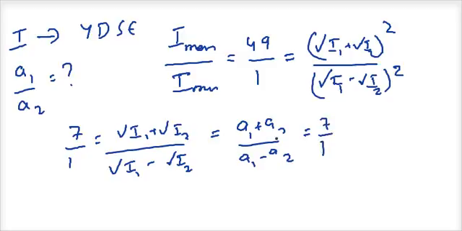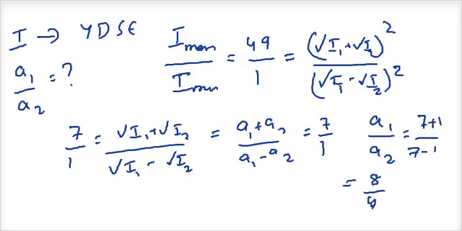So if I apply some componendo dividendo, I will get A1 by A2 is equal to 7 plus 1 by 7 minus 1. So that is equal to 8 divided by 6, so that will make it 4 divided by 3. So A1 by A2 is 4 divided by 3. That means one amplitude is proportional to 4 and the other amplitude will be proportional to 3. The ratio of their amplitudes is 4 by 3.